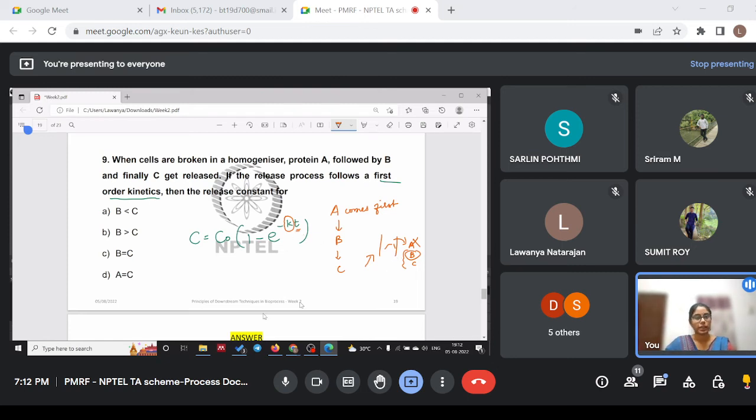So we are talking about k here, the release constant for A, B, and C. So how are Ka, Kb, and Kc related?